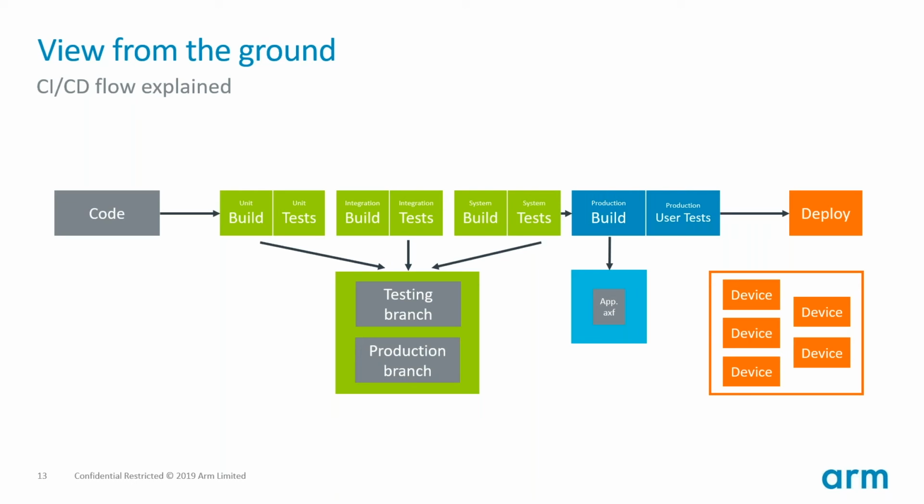So for the production builds, it just builds the production branch, which has been verified, again, to be in a working state with the updated code. And that packages it up into a specific application or environment that's ready for deployment. And then optionally, again, the continuous deployment would be to push that down onto each individual device.